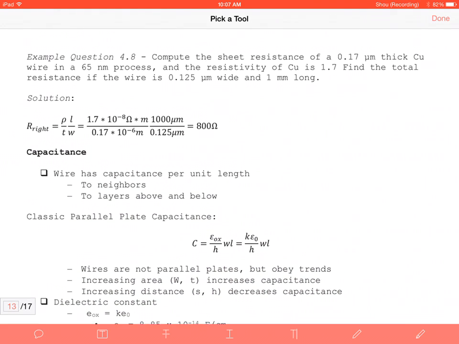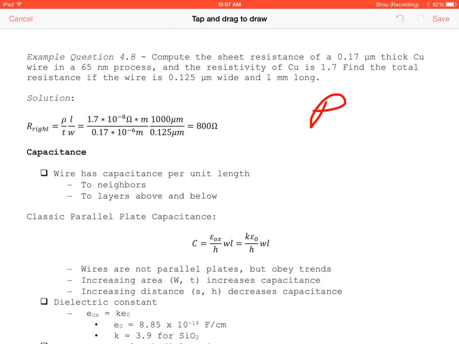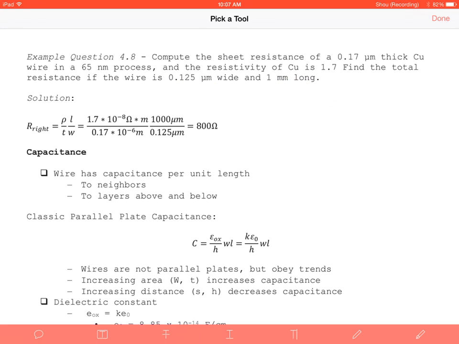So for 4.8, we are going to compute the sheet resistance. So recall, sheet resistance is going to be resistivity over thickness, right? And then we're going to calculate the whole resistance if the wire is this length and this width. So the problem states compute the sheet resistance of a 0.7 micrometer thick copper wire in a 65 nanometer process. And the resistivity of copper is going to be 1.7. Find the total resistance of the wire if it is 1.25 micrometers wide and 1 millimeter long.